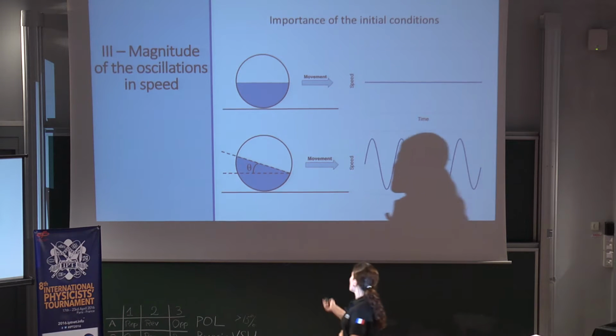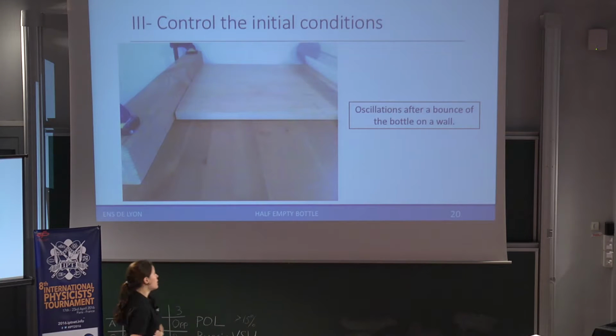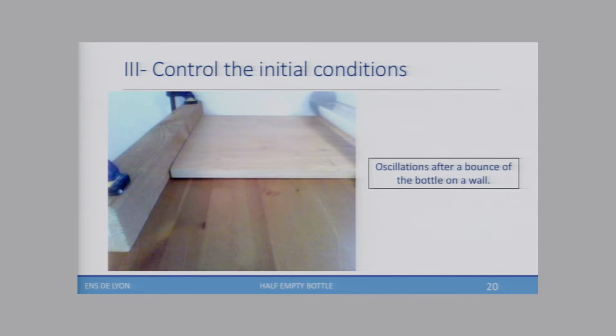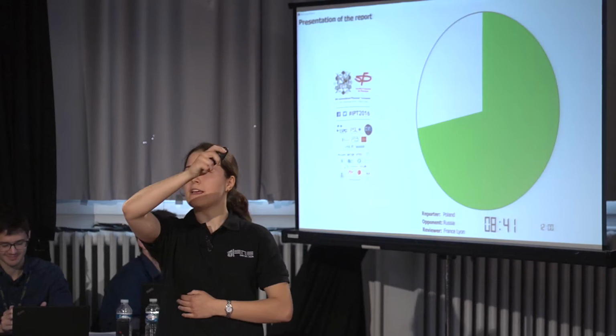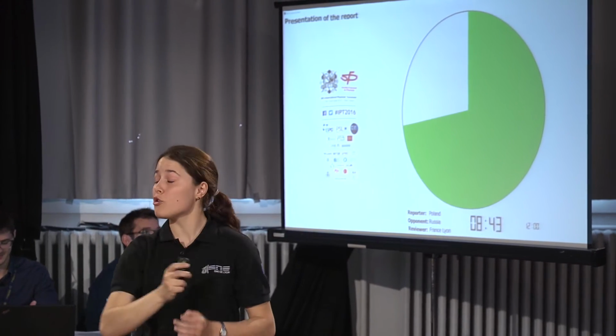So to do this, we used this kind of setup. So here you have the bottle, and here you have a wall. And first we are going to consider the approach of the bottle with no oscillations inside the bottle, then a bounce on the wall, and then it will get off the wall with oscillations. And we made this setup to control the initial conditions so that we know all the initial conditions just right here. So this is the video.